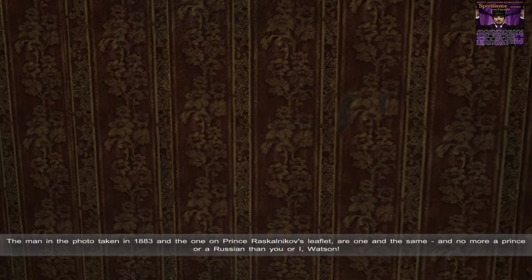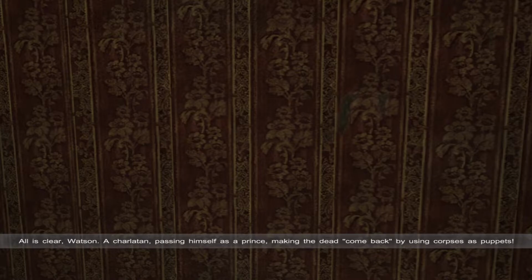Amusing. Okay. The man in the photo taken in 1883 and the one on Prince Raskolnikov's leaflet are one and the same, and no more a prince or a Russian than you or I, Watson. All is clear, Watson. A charlatan passing himself as a prince, making the dead come back by using corpses as puppets. Which explains the disappearance of corpses at the London hospital. It was to fuel this sordid entertainment.